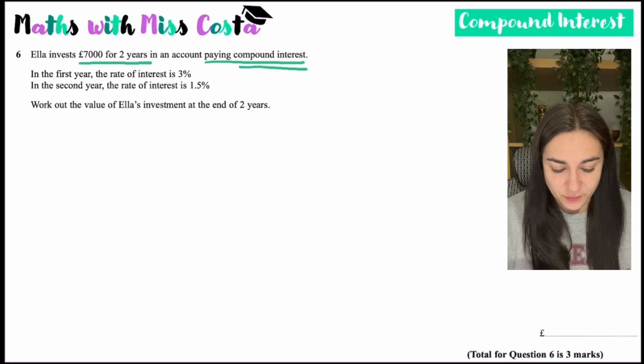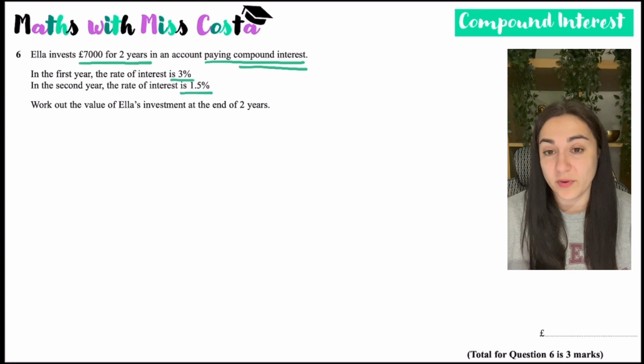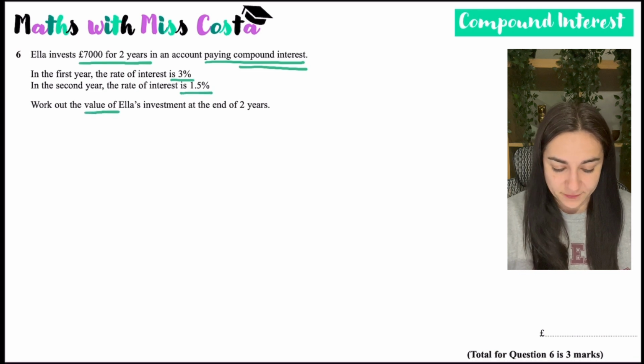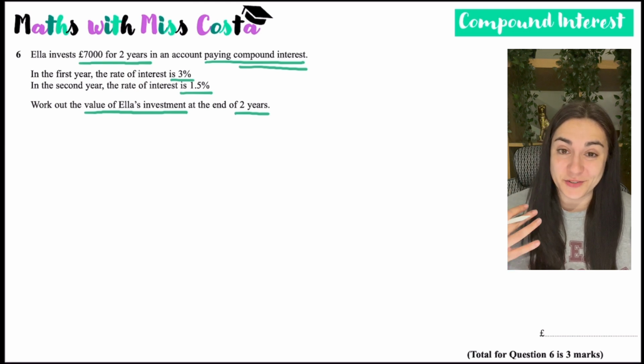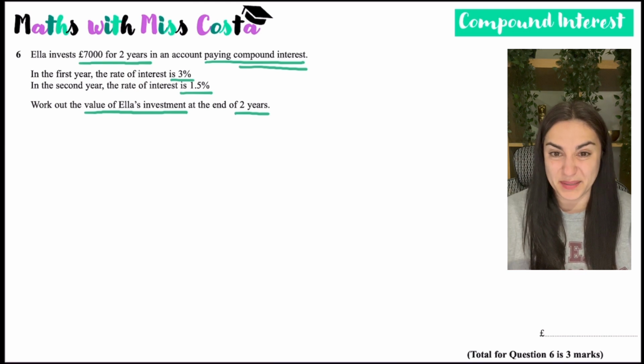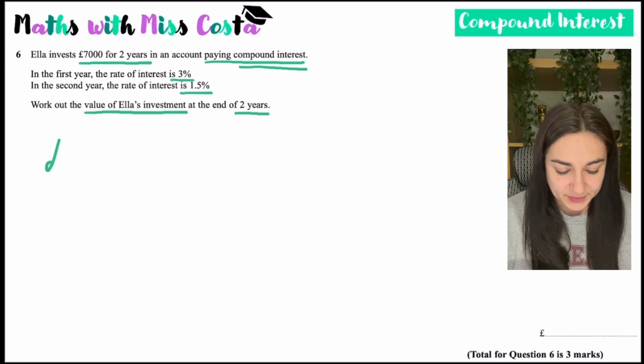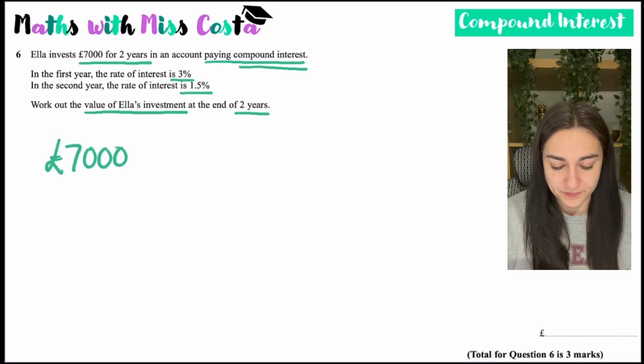Now, in the first year, the rate of interest is 3%, and in the second year, the rate of interest is 1.5%. I need to work out the value of Ella's investment at the end of the 2 years. So when I do compound interest, the best thing I can do is turn my percentage into a multiplier. So I start with £7,000, and then that is increased by 3%.